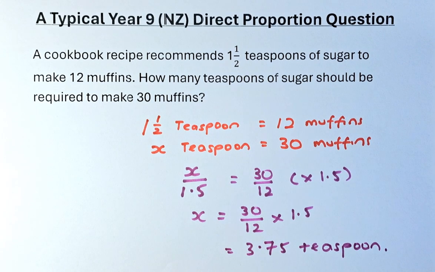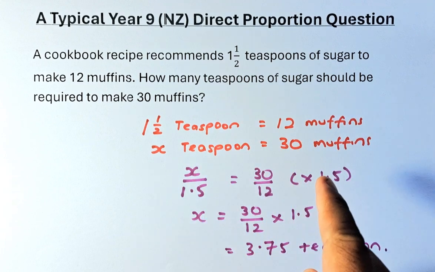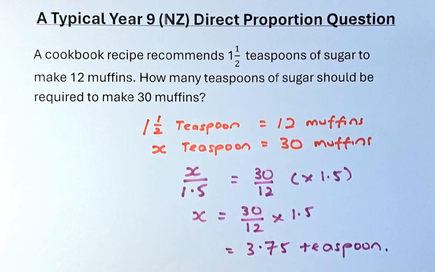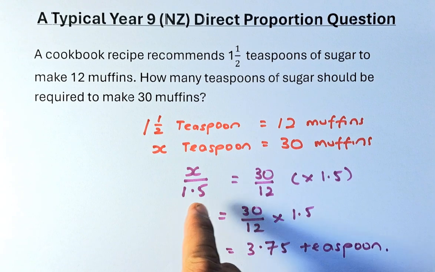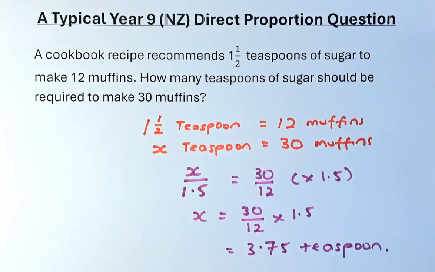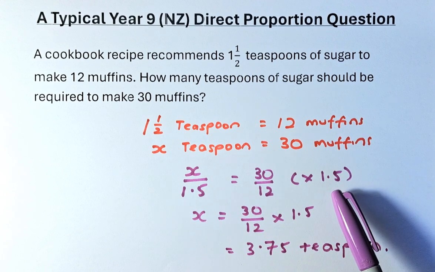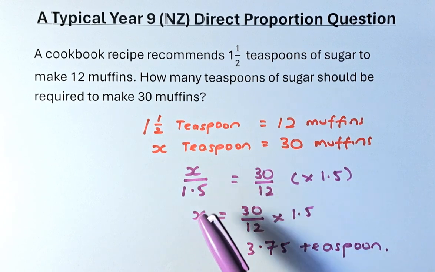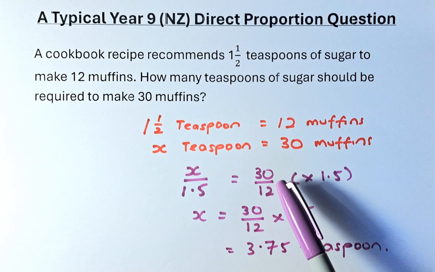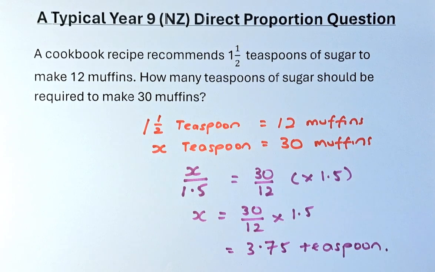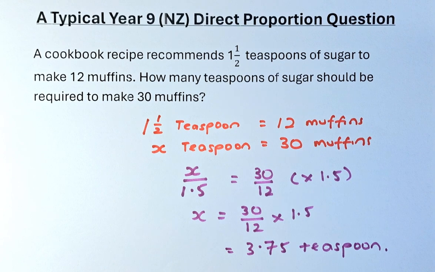So let's repeat again. 1.5 equals 12. How many teaspoons required for 30? So you take x over 1.5 equals 30 over 12. And then you use your algebra, you get rid of this 1.5 by multiplying by 1.5. So the left-hand side becomes x, and the right-hand side is 30 over 12 times 1.5. Put it in your calculator, and the answer is 3.75 teaspoons.